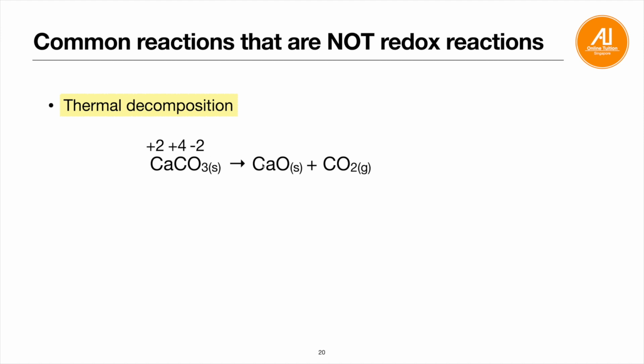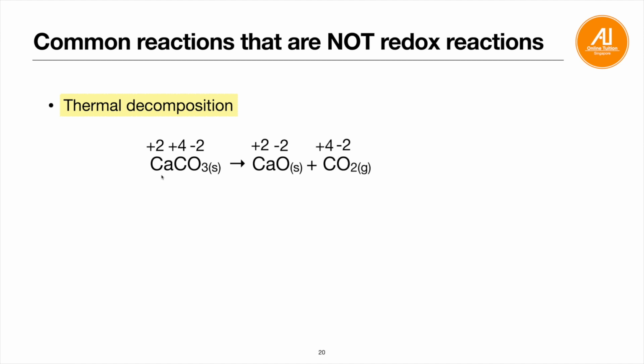plus 4. Let's do the same thing for calcium oxide. Oxygen is always -2, so calcium must be what to balance out? +2. Alright, move on. CO2: oxygen is -2, two of it is -4. So carbon must be what? Must be +4 to balance out everything.